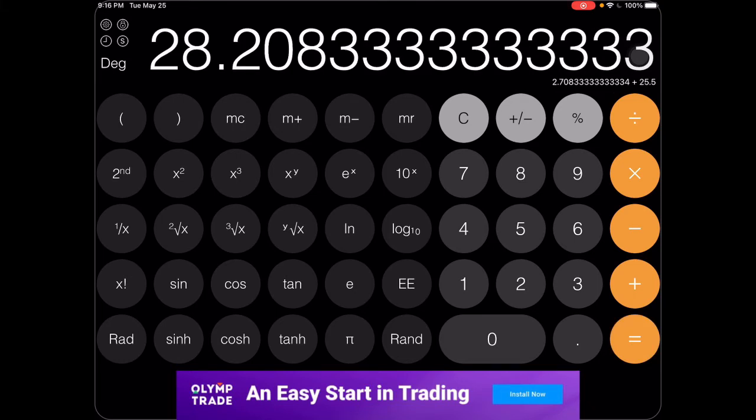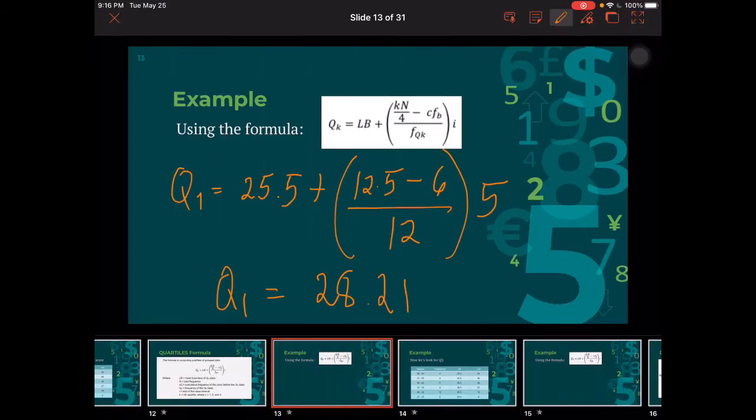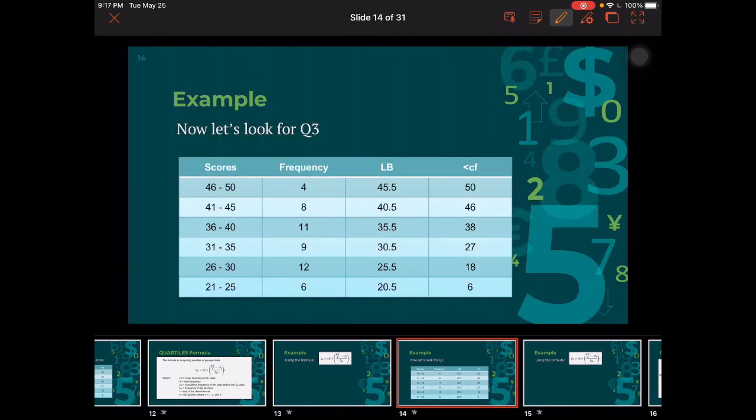You have 28.208333. So, ang gagawin po natin, we need to round this off to 2 decimal places. So, it's 28.21. So, yan po ang score or value ng ating first quartile. Okay, this means that 25% of your data is less than or equal to 28.21 na score. Okay? So, ganyan lang siyang gawin. So, it might seem complicated, but it's actually not. Basta alam nyo kung ano ang inyong hinahanap.